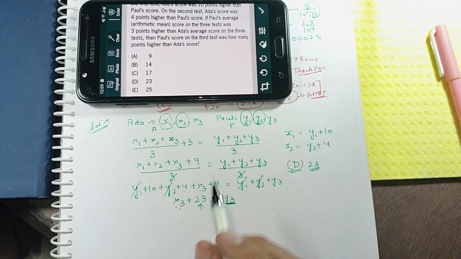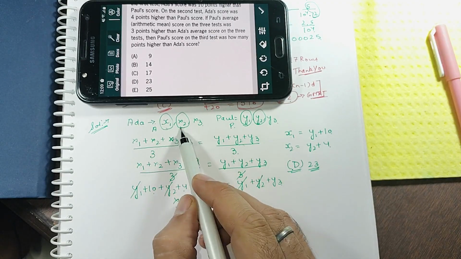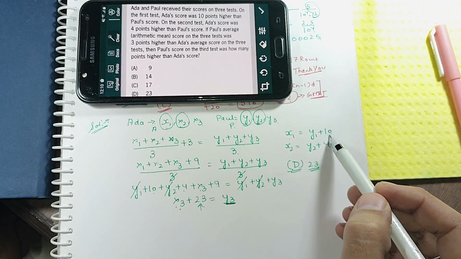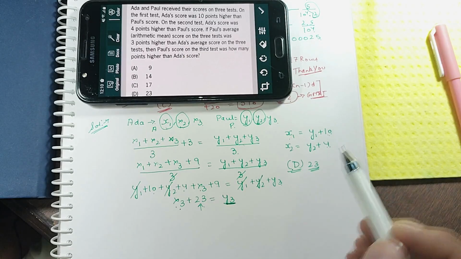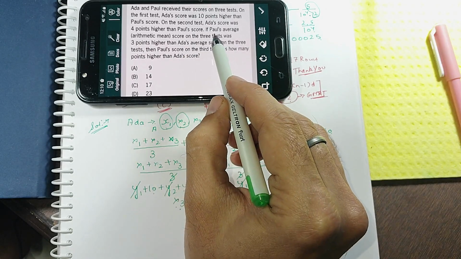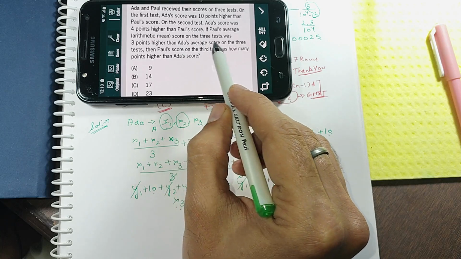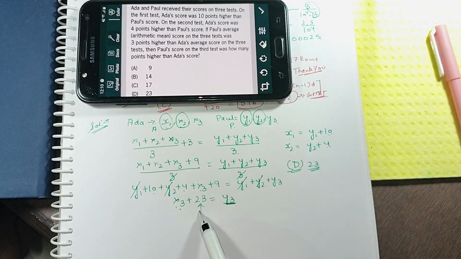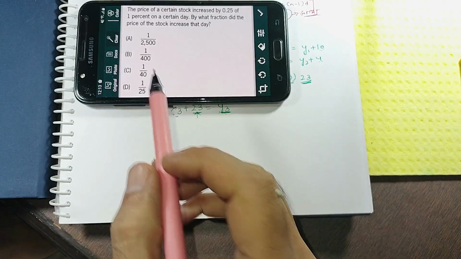Now, if we see logically, in two tests Ada has scored more points: 10 points and 4 points more. So to maintain the average, since Paul's average score on the three tests was 3 points higher than Ada's average score, to compensate, in the last test Paul's score has to be higher than Ada's score. So that is 23 points higher. So option D is the right answer.